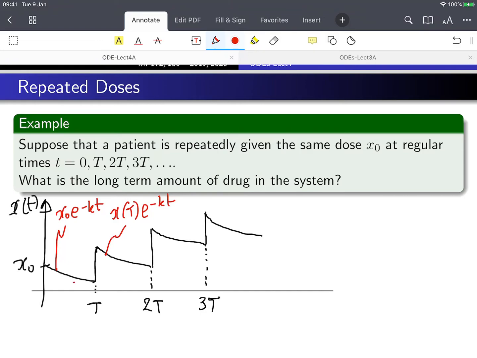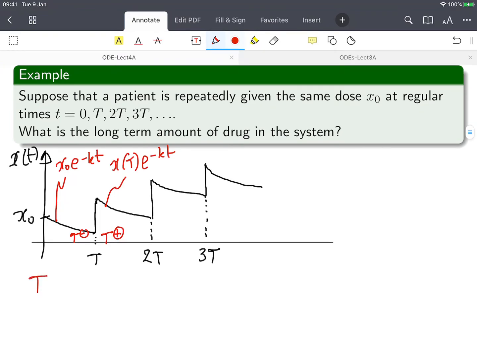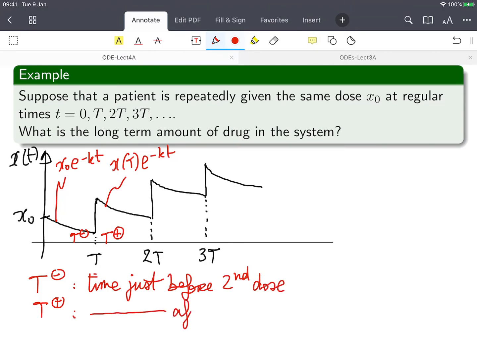Yeah, if I call T minus and T plus the time just before the booster and the time just after the booster, I can write all this mathematically now. T minus, T plus: T minus just before the second dose, and T plus the time just after the second dose.